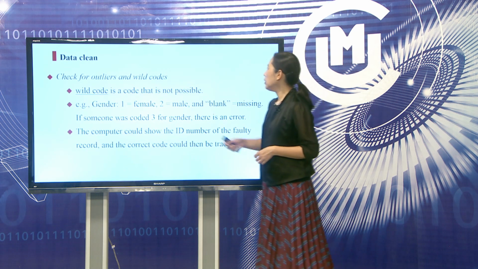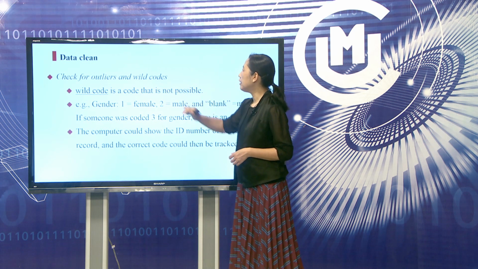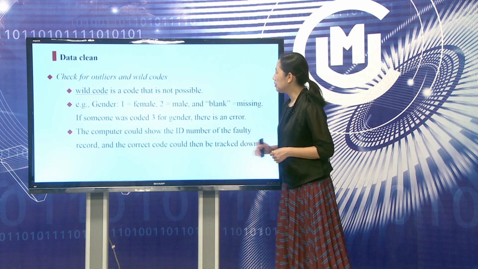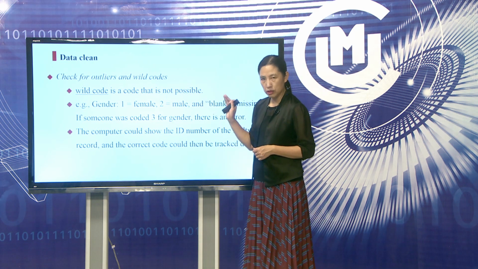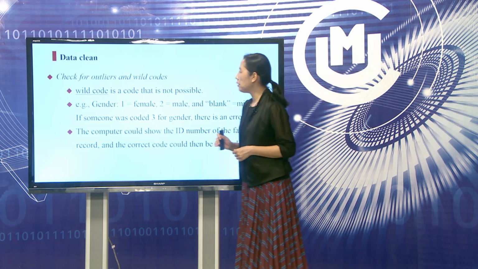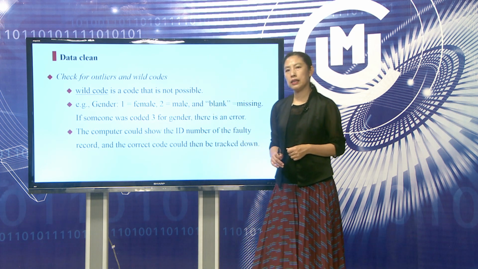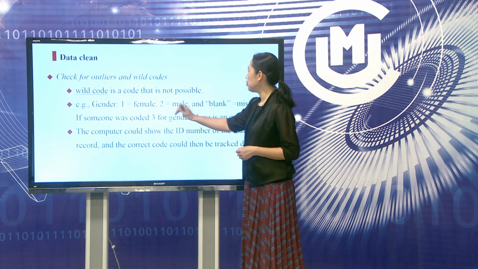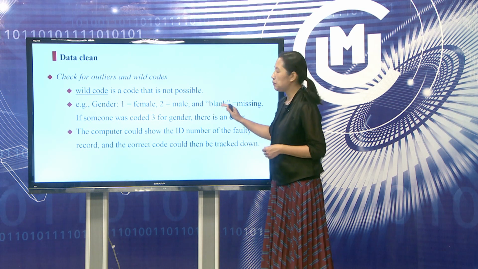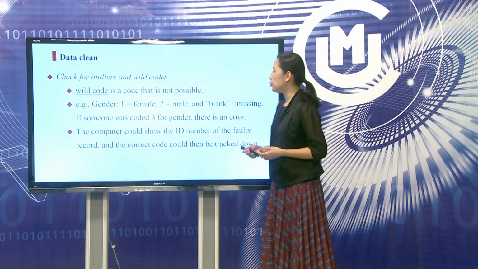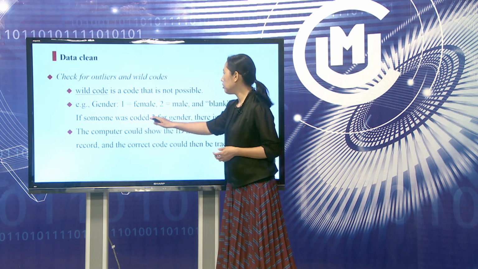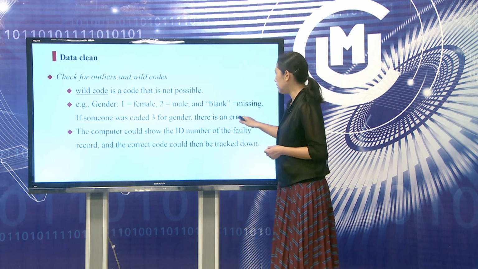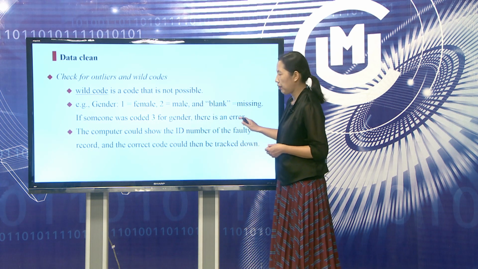And so what's the wild code? Wild code is a code that is not possible. For example, there's one question in the questionnaire asking about gender. So we code female as 1, male as 2, and missing data we just leave blank. But when you go through the data set, you find there is a 3 for the coding number for gender. That means some error happened.